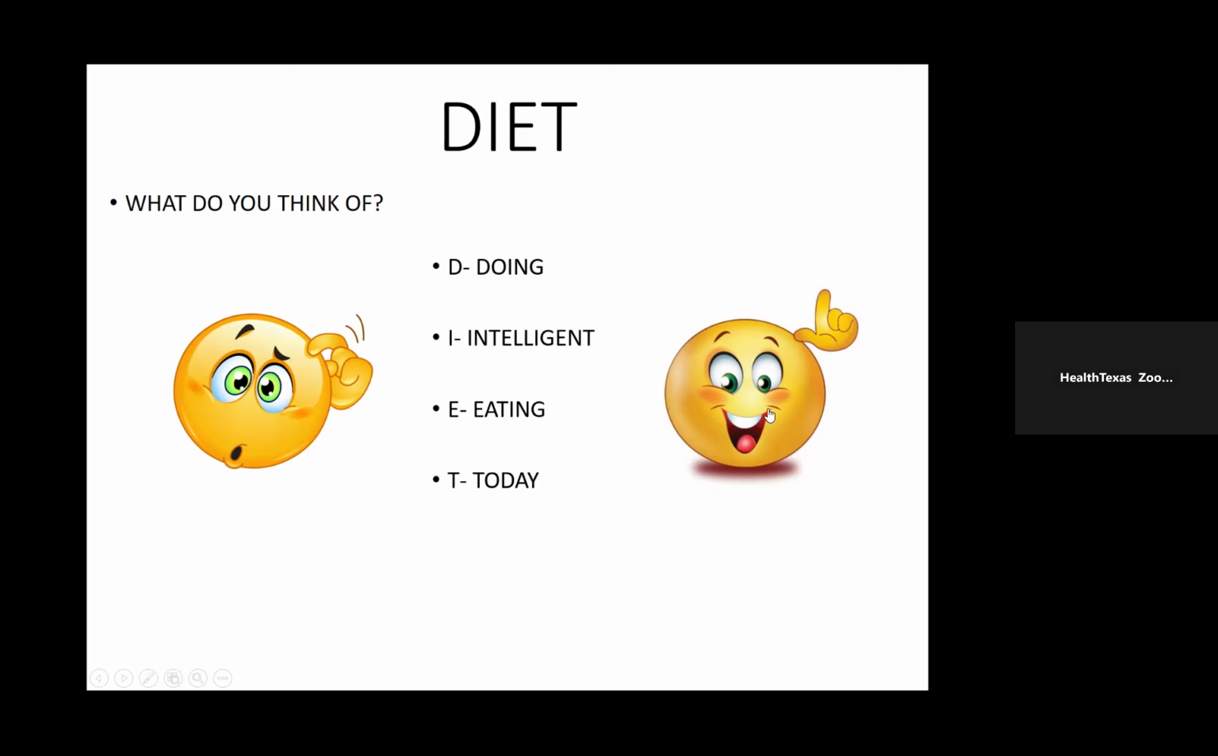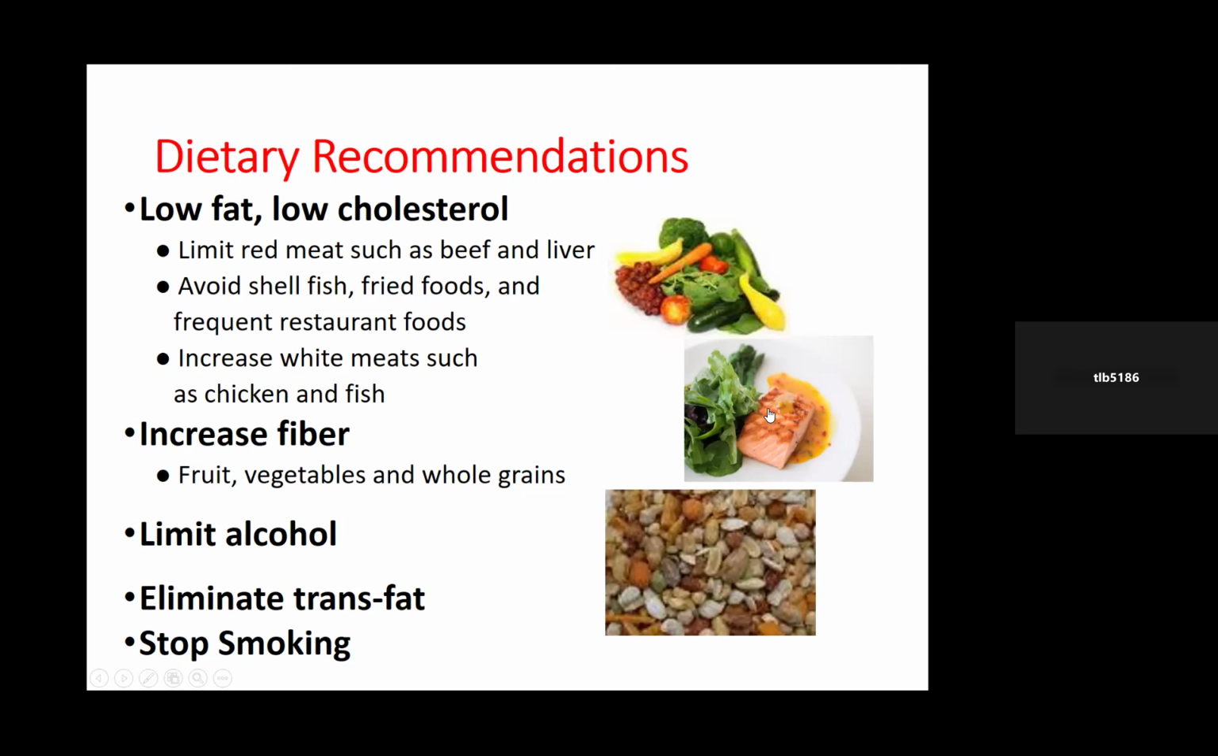So, looking at those dietary recommendations, low fat and low cholesterol, we want to limit our red meats such as beef and liver. We also want to limit our lamb. Lamb is a very fatty meat. We want to avoid shellfish such as shrimp, clams, lobster, crawfish, oysters, and mussels. These foods are high in cholesterol.